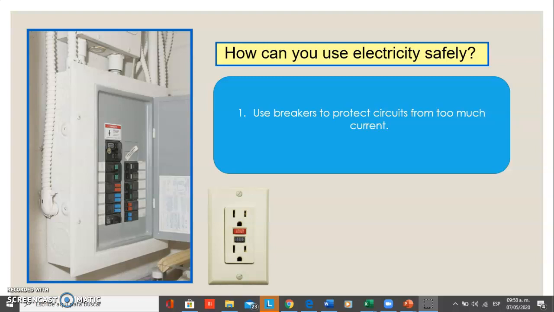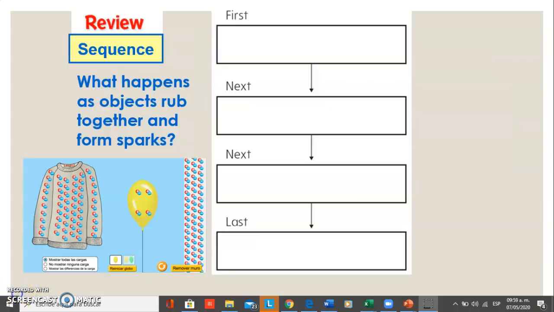So here I wanted to write 4 more tips, okay? Add 4 tips to answer that question in your notebook. Okay, I put one example for you. I want you to add 4 more. Okay, now let's put a review with a sequence.